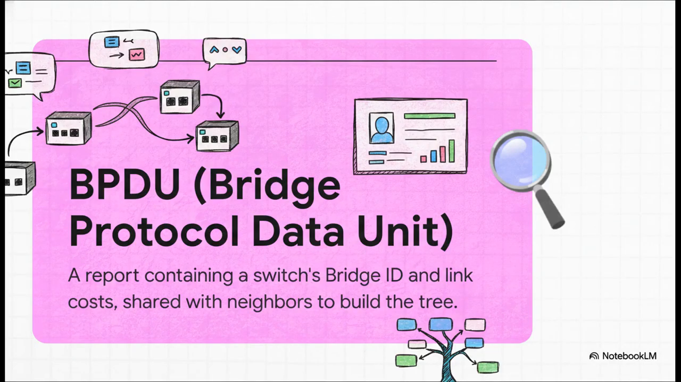So how does it pull this off? Well, all the switches running STP are constantly chatting with each other. They use these special little messages called Bridge Protocol Data Units, or BPDUs. The easiest way to think of a BPDU is like a switch's resume. It says, hey, I'm switch X, this is my ID, and here's how good I think my connection is to the center of the network.